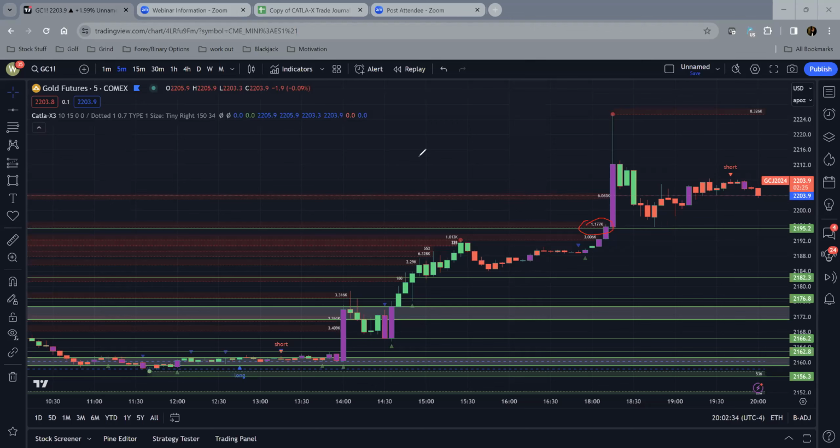Now, if you're doing a $100,000 evaluation account, I think the typical drawdown is what, 2,500 bucks. Okay, got a $2,500 drawdown.